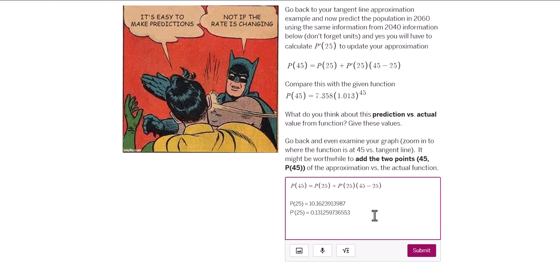So now you just simply plug everything in. So P of 45 would equal P of 25, this value here with however many decimals, plus your rate, however many decimals, and then of course 45 minus 25. So that's what you're doing.